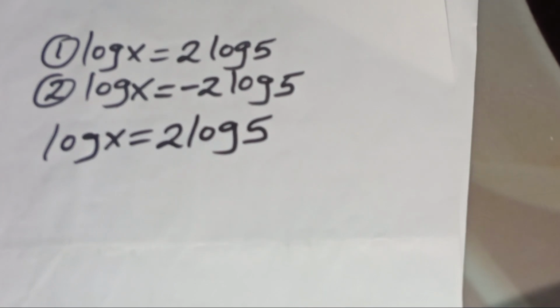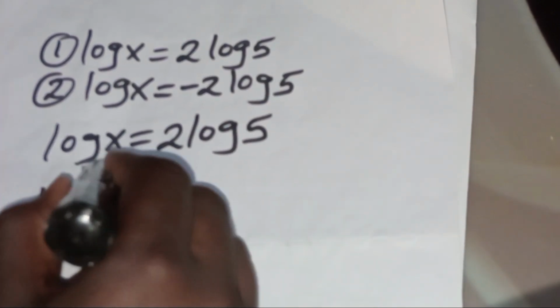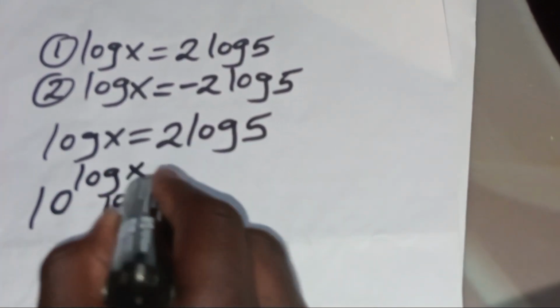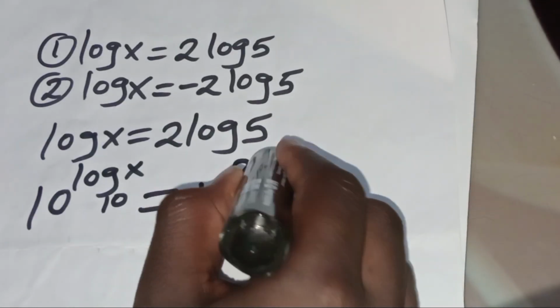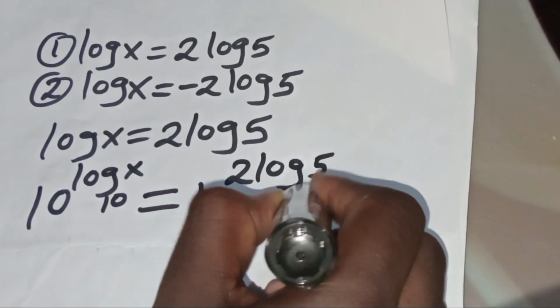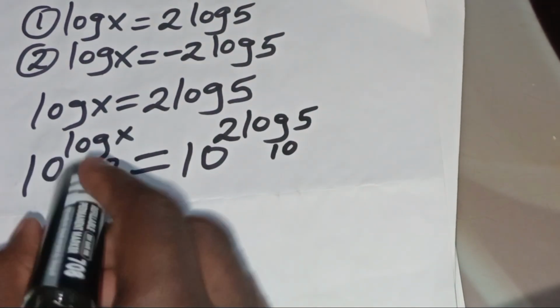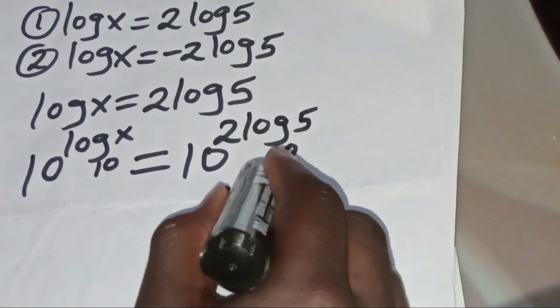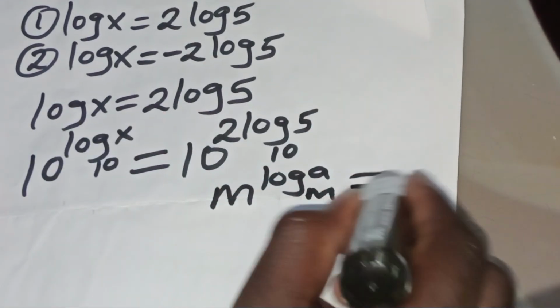We can calculate the value of x by introducing a logarithm identity with base 10. That is 10 to the power log x to base 10, which is equal to 10 to the power 2 log 5 to base 10. Now 10 to the power log x to base 10 is in the form of m to the power log a to base m, which is basically equal to a.